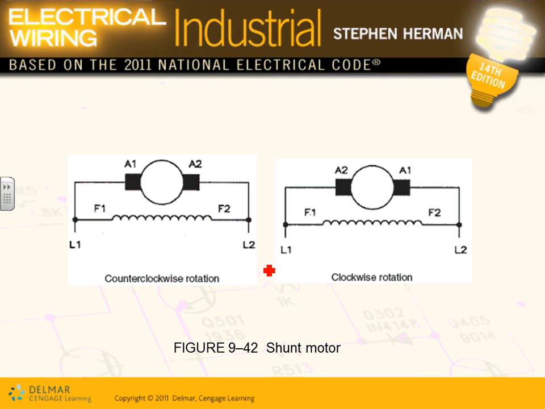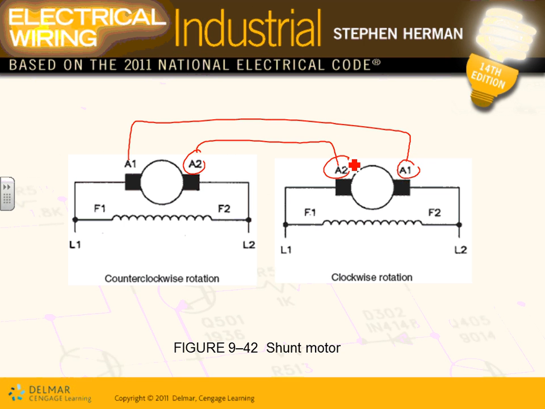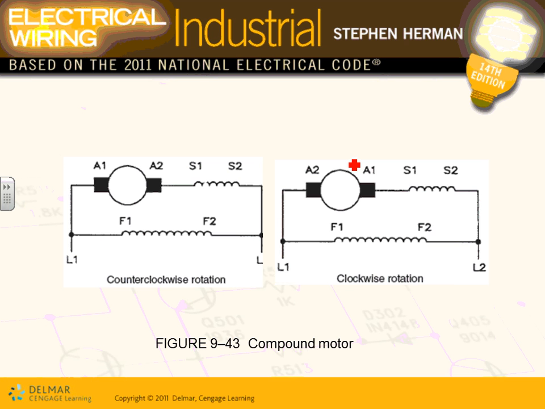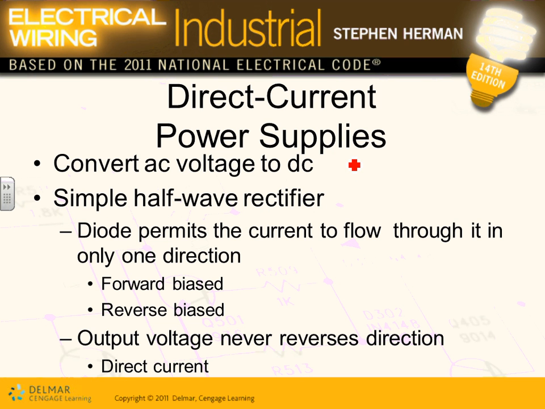Same thing here. Here's my shunt. How you change it for the shunt: always look at the location of A1 and A2 compared to each other. Can you see that? You flip the A1 and A2, that will change the direction on a shunt motor. Compound motor, the same thing. All of them, A1, A2. Any comments, any questions?